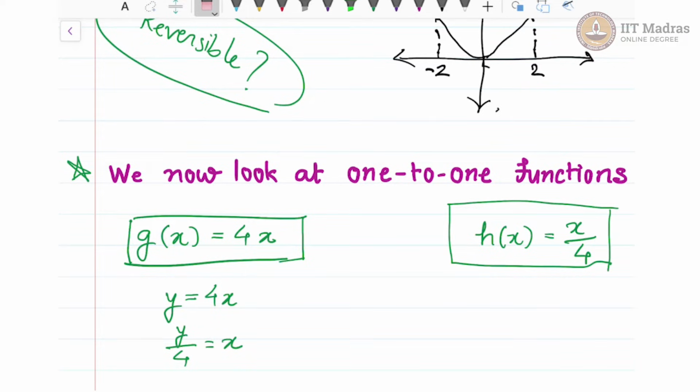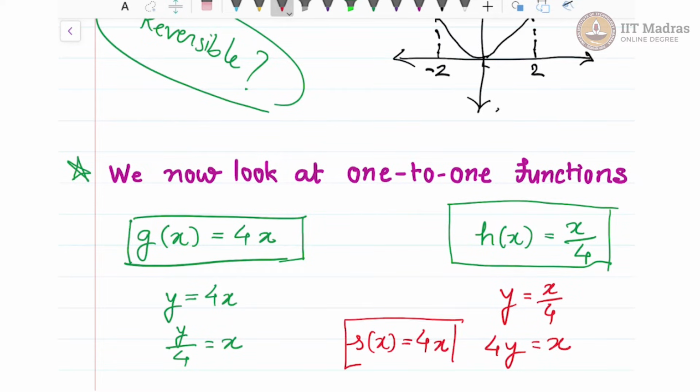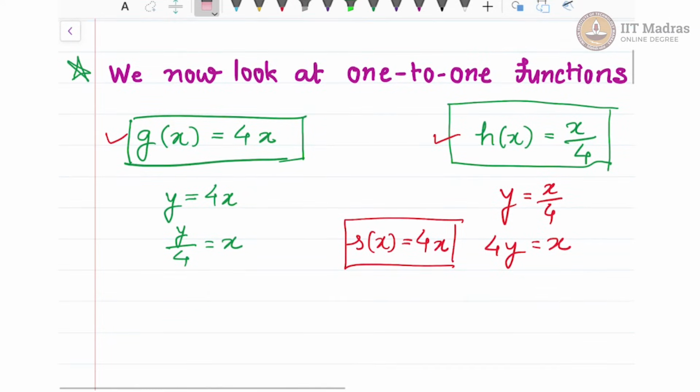I will write y is equal to x by 4, and in that case I will get 4y is equal to x, and therefore I will get another function, say s of x, which is equal to 4 times x. So essentially what we have seen is that g of x and h of x have something in common. Let us recollect the notion of composition of two functions and try to answer this question.